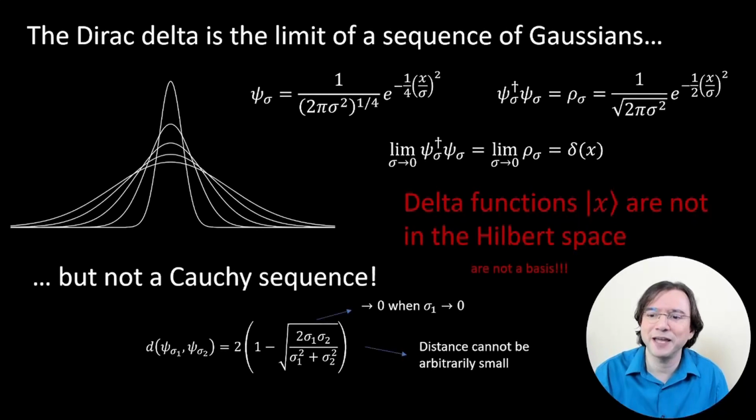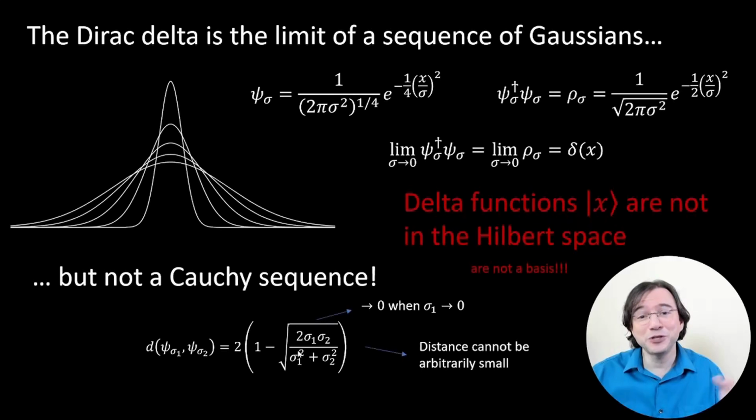and shrinking and shrinking, and if we calculate the distance, we get this expression: 2 multiplied by 1 minus the square root of 2 sigma_1 sigma_2 divided by the sum of the variances. Now, if we make one of these elements go to 0, either sigma_1 or sigma_2, as we go farther and farther in the sequence, this term here is going to converge to 0. Therefore, this whole thing is going to converge to 2.